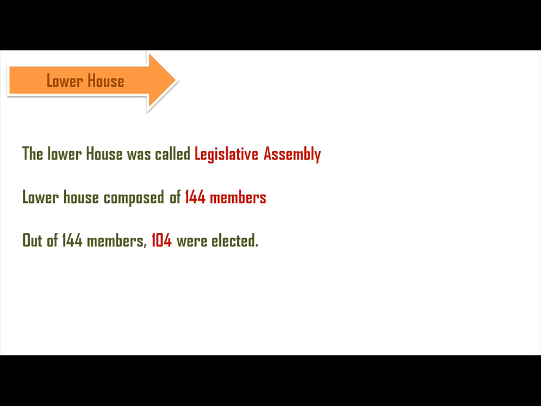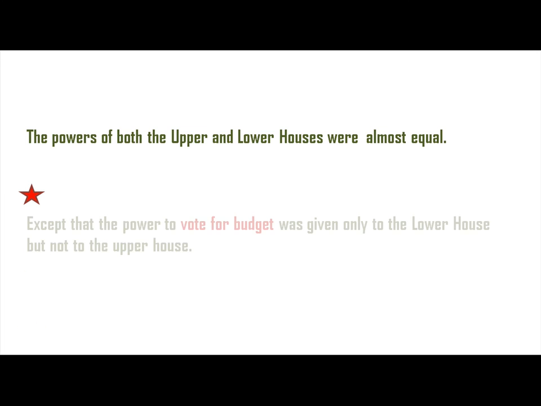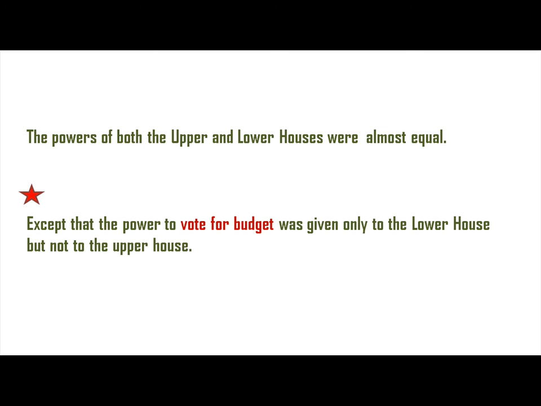Now, moving on. The next point is that the powers of both upper and lower houses are equal. Both houses have equal powers, except for the power to vote on the budget. The power to vote on the budget, also called vote of supply, was given to the lower house but not to the upper house. Even now, in the present day, we have the same thing. The vote on budget responsibility is given to the Lok Sabha but not to the Rajya Sabha.